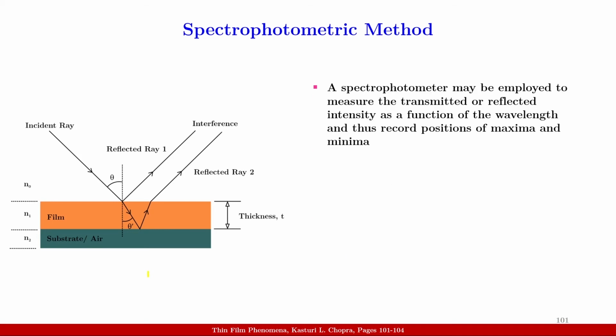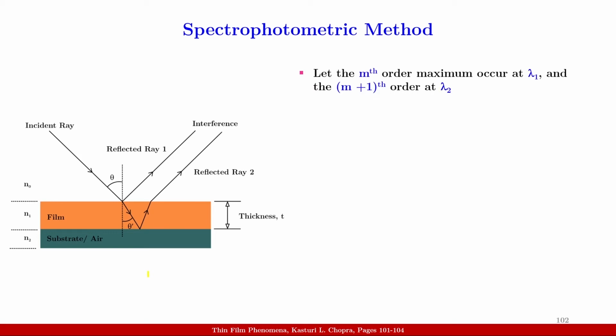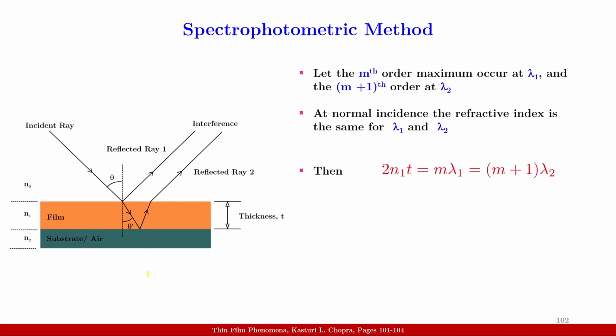A spectrometer may be employed to measure the transmitted or reflected intensity as a function of the wavelength and thus record positions of maxima and minima. Let the mth order maximum occur at lambda 1 and the (m plus 1)th order at lambda 2. At normal incidence, the refractive index is the same for lambda 1 and lambda 2. Then 2n1t equals m lambda 1, which is equal to (m plus 1) lambda 2.